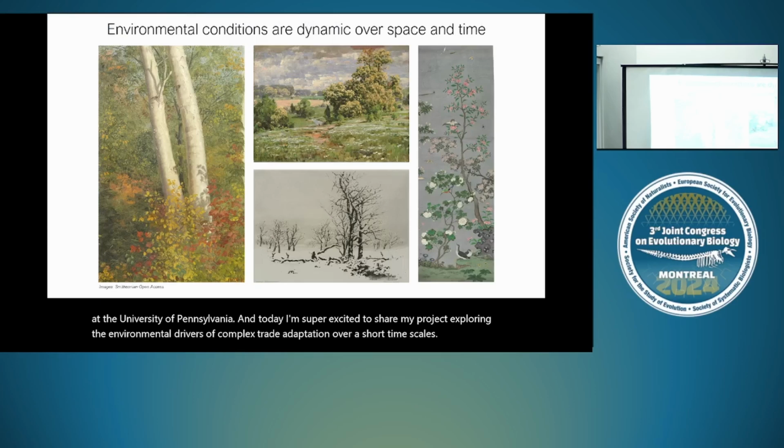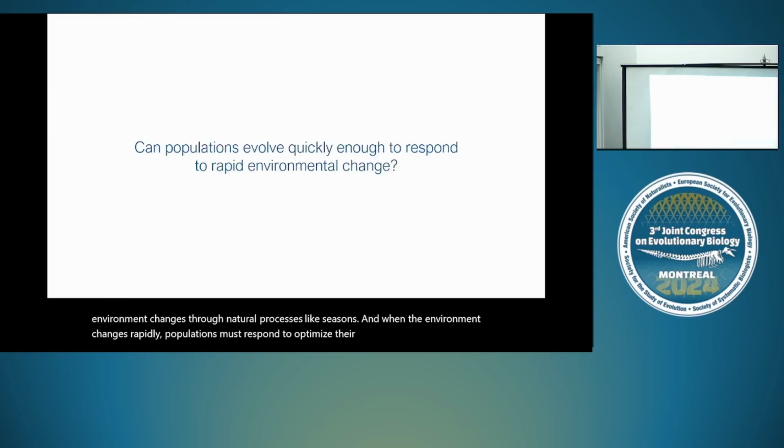All right, so environmental conditions are dynamic over both space and time, and populations face environmental heterogeneity when they colonize new locales or when their current environment changes through natural processes like seasons. And when the environment changes rapidly, populations must respond to optimize their fitness. So this raises the question, can populations evolve quickly enough to respond to rapid environmental change?